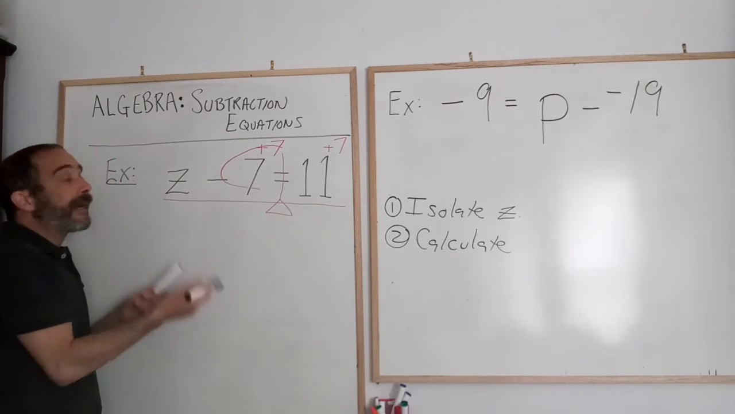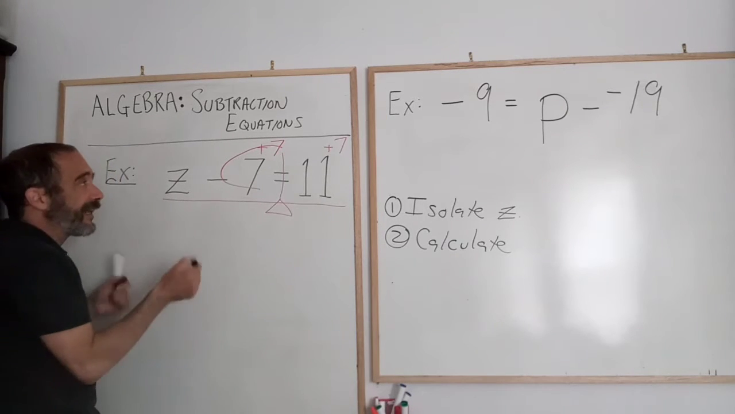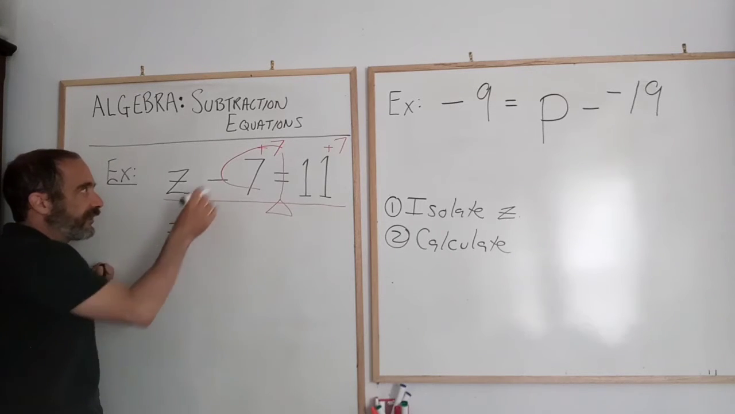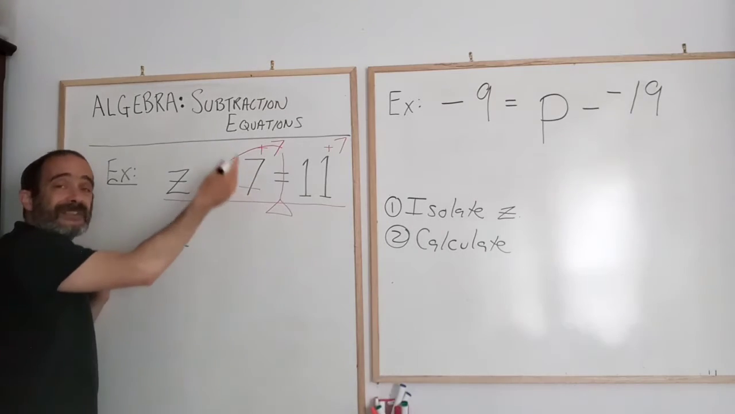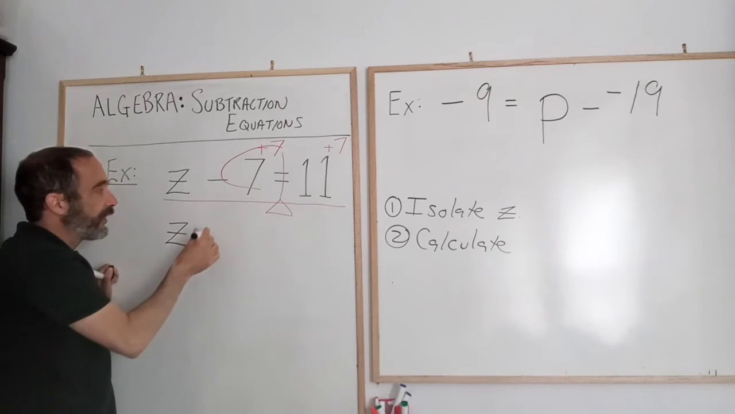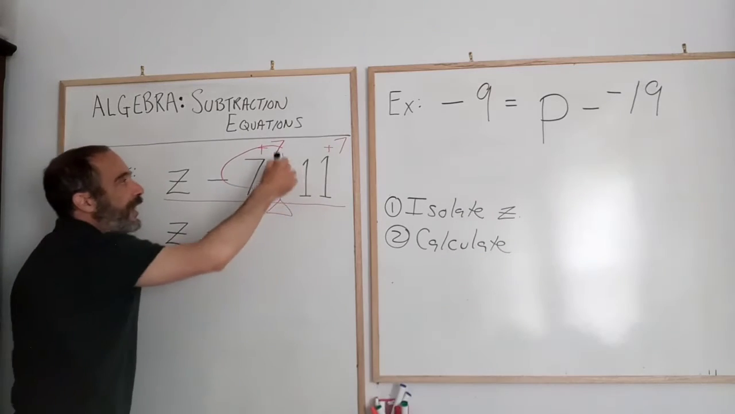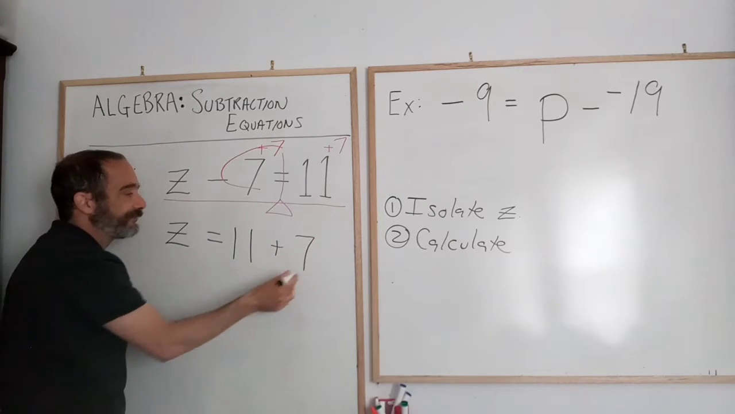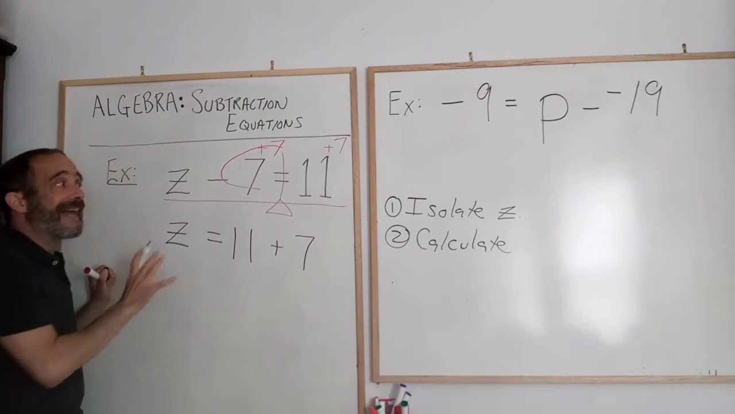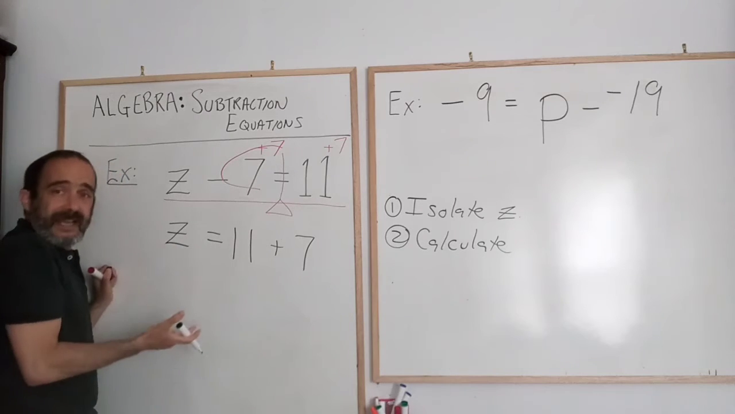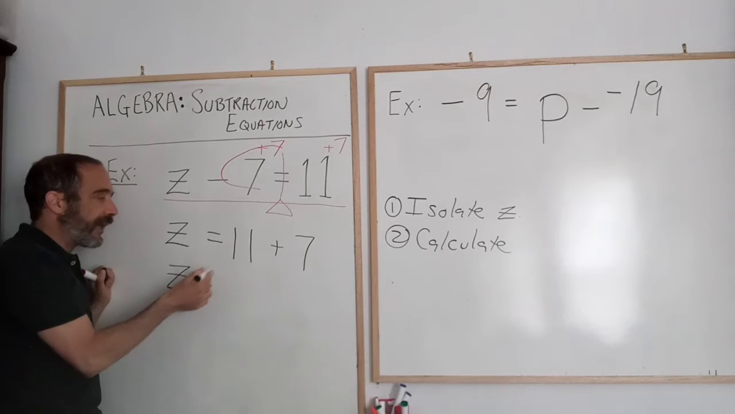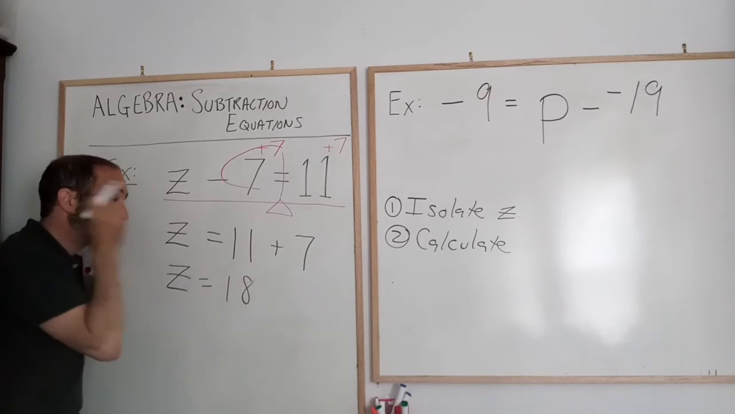And I like to rewrite this every time. If I rewrite it, I know exactly what I have left. So I've got z, right? This is now gone. It's 0, so I'm not even going to write it. Equals, and then what do I have over here? I have 11 plus 7. So that first step was to just isolate the z. The second step is to calculate, and sometimes that calculating step can be easy as pie. 11 plus 7 is 18.